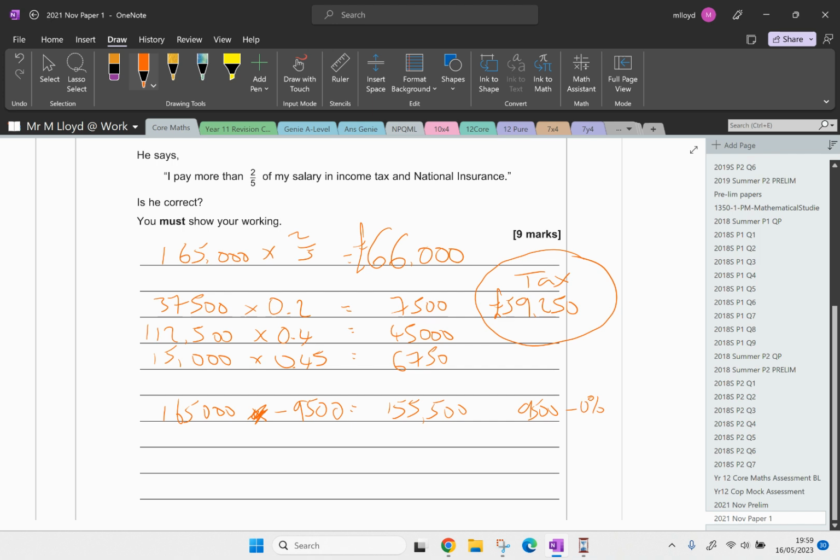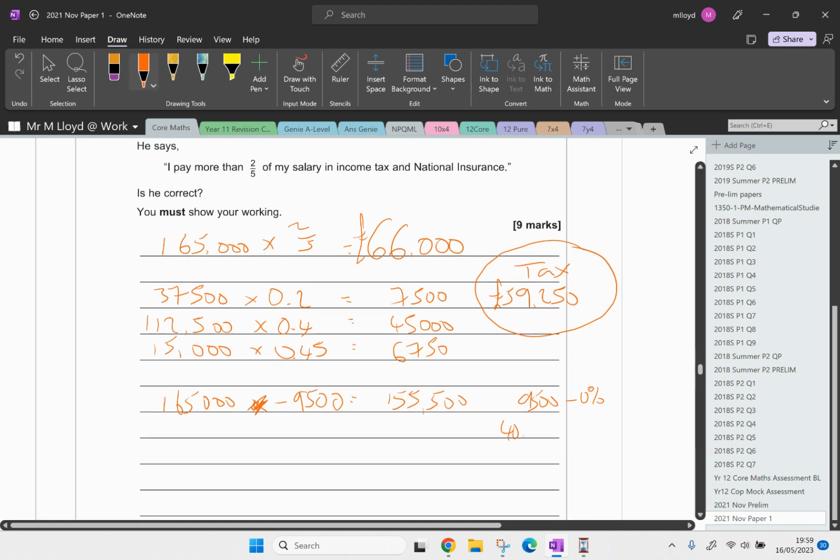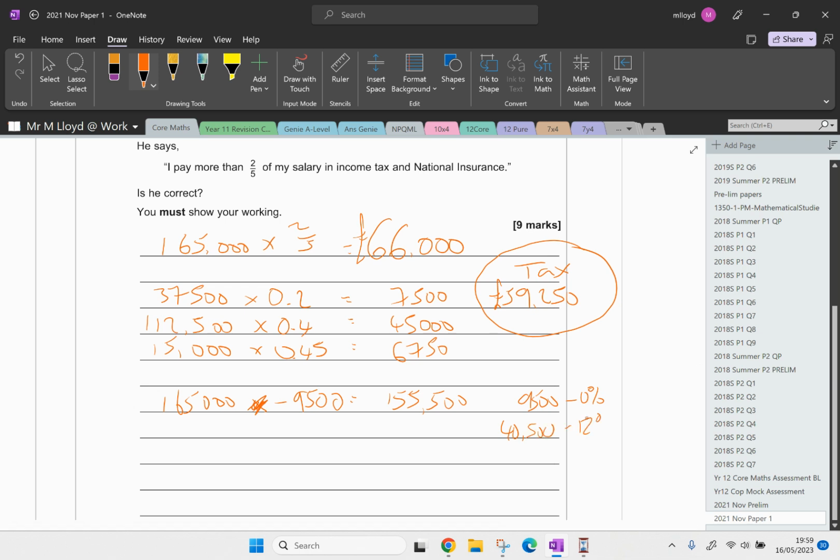Up to 50k, take away 9,500 is 40,000. So 40,500, that's in the 12%. And then actually everything else, I didn't really need to work that bit out, did I? I didn't need to work that bit out.